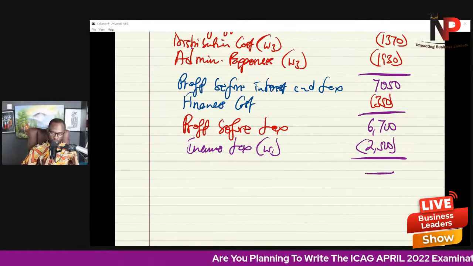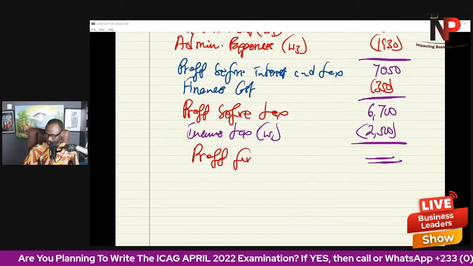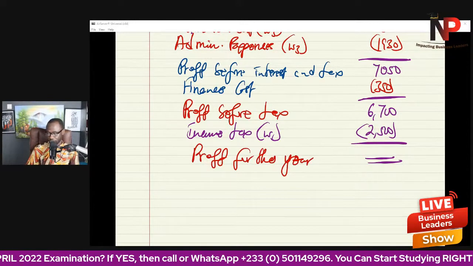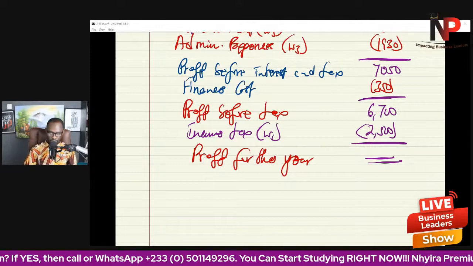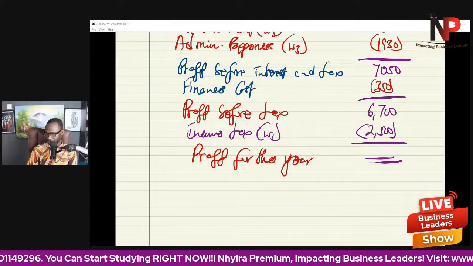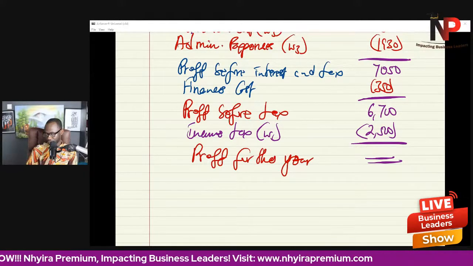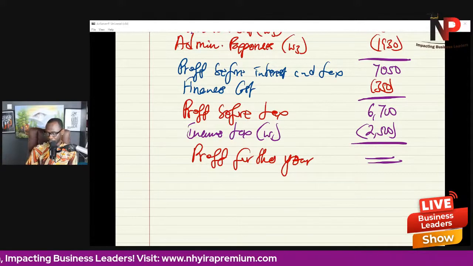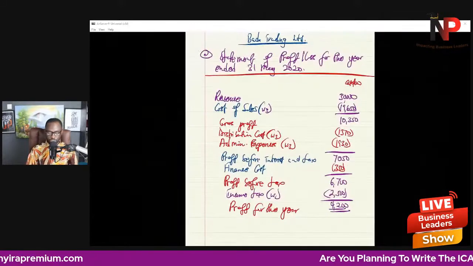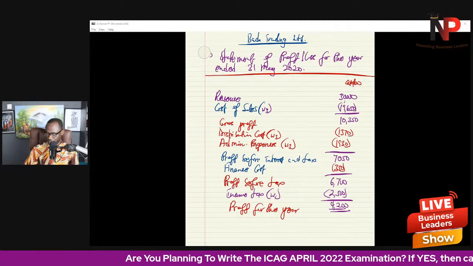And then that gives us the profits for the year or profit after tax. So that's minus 2,500. That gives us 4,200. 6,700 minus 2,500, 4,200. So this is our income statement. Very sweet, simple, straight to the point. And that is the A aspect of this question.